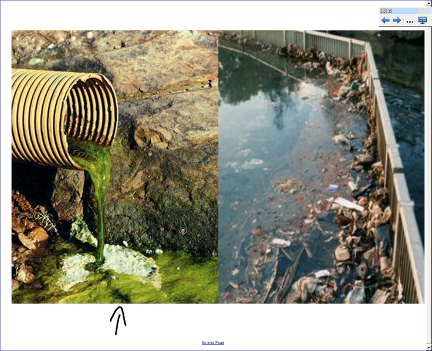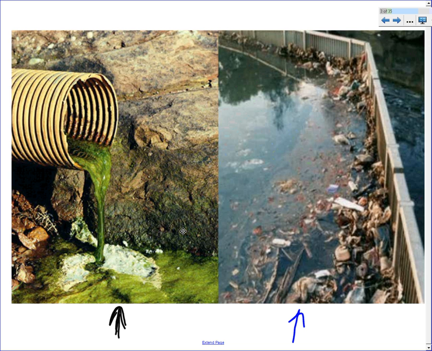Here's an example here with the black arrow. This would be considered point source. Why do I call that point source? Because we can follow that barrel or that tube there back to where that pollution is coming from. Over here with the blue arrow, this will be considered non-point source because all this trash in the water, you cannot identify exactly where each individual piece of trash came from, so you can't have it stopped.